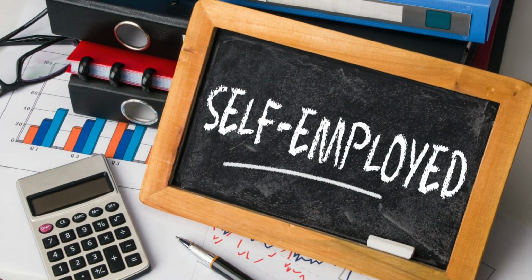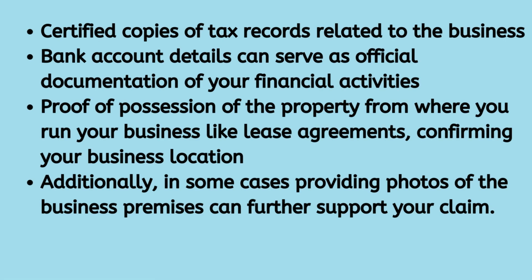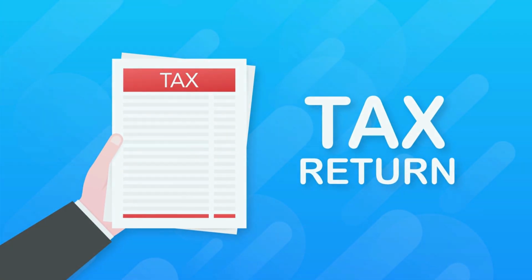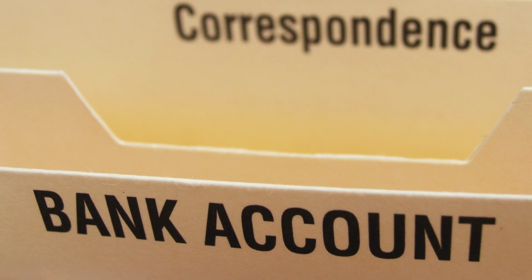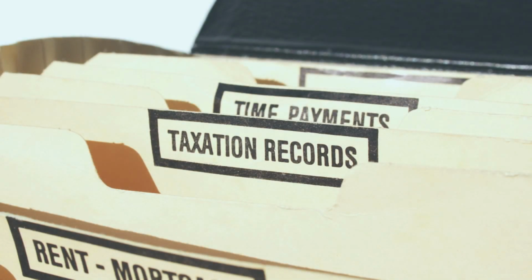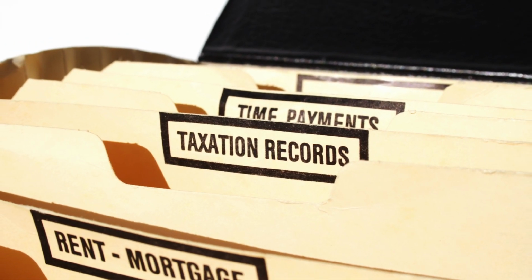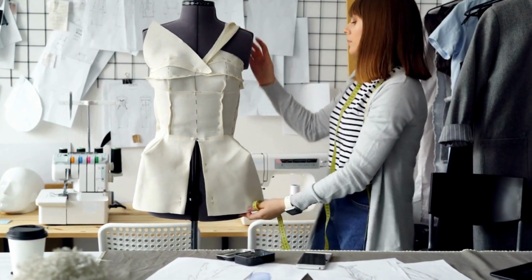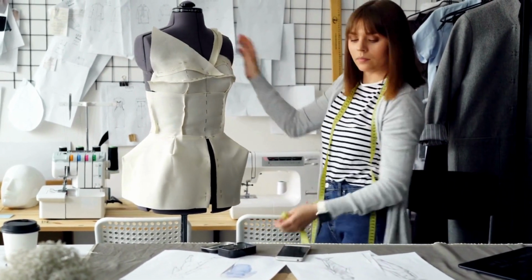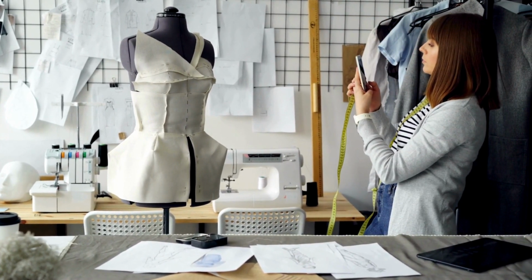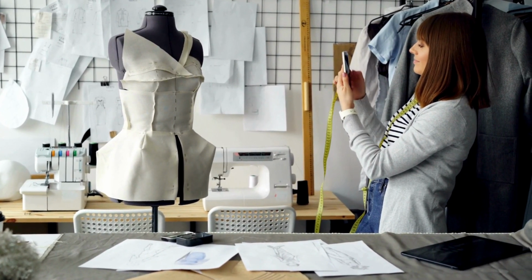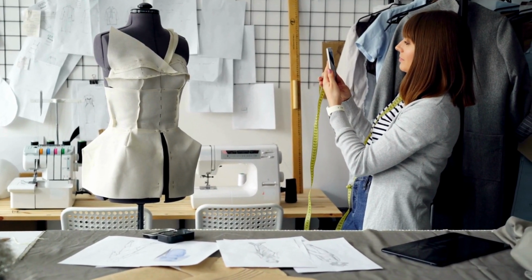If you are self-employed in your home country, certified copies of tax records related to the business and bank account details can serve as official documentation of your financial activities and proof of possession of property from where you run your business. For example, lease agreements, which can confirm your business location, will further add credibility to your claim. Additionally, in some cases, providing photos of the business premises can further support your claim.